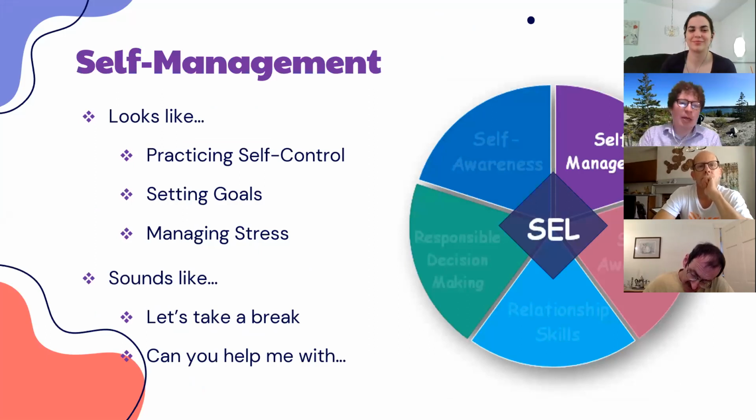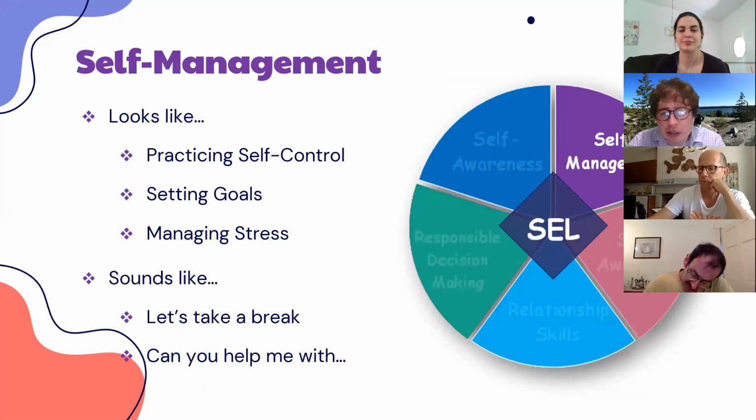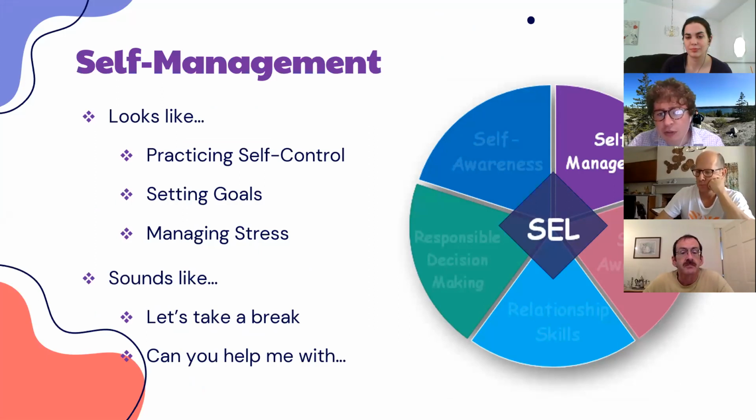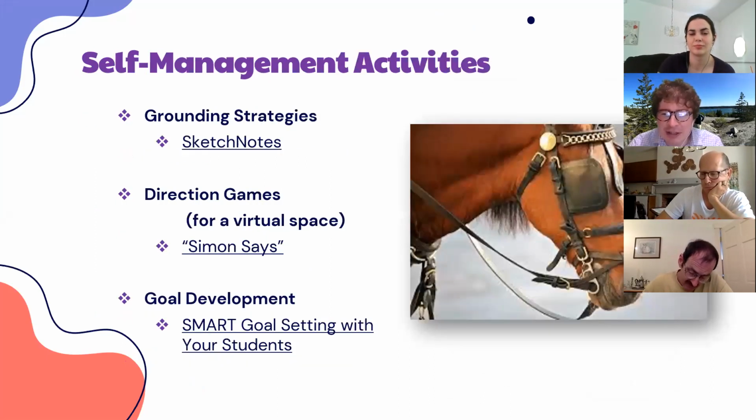Moving along to self-management. So that's going to look like practicing self-control, impulse control, things like that. Setting your own goals to achieve some sort of task, and then managing your own stress. So that might sound like somebody saying, I need a break, or asking for help, or things like that. So a couple examples. If you're hearing those, then that means maybe people are kind of going through a self-management process. So grounding yourself is very important.